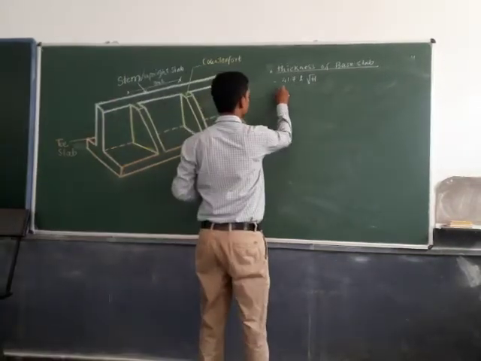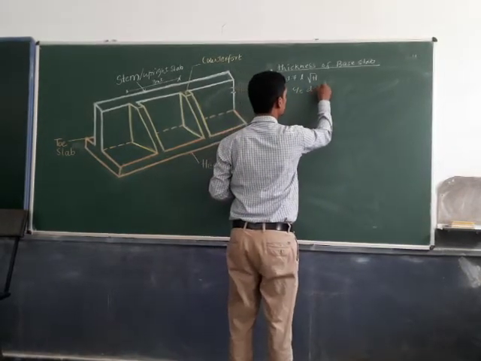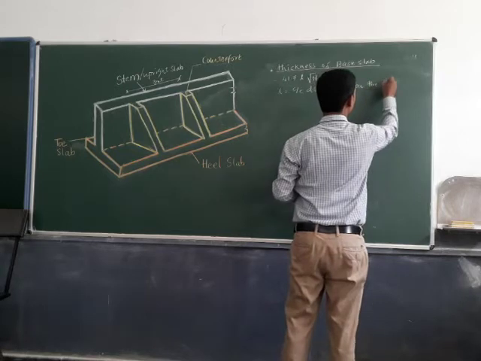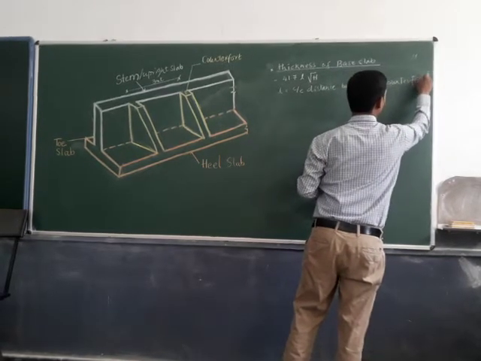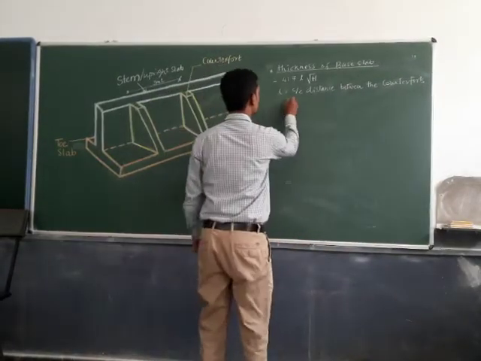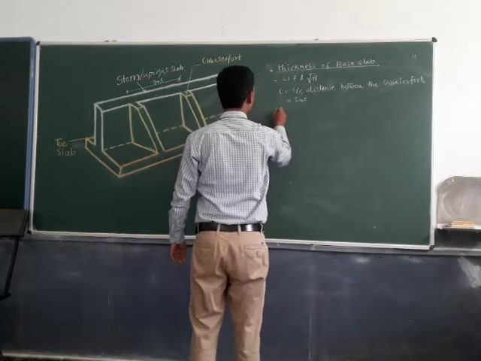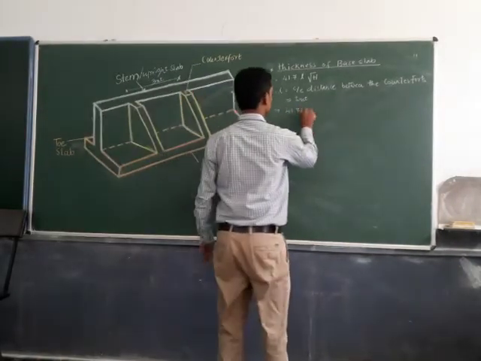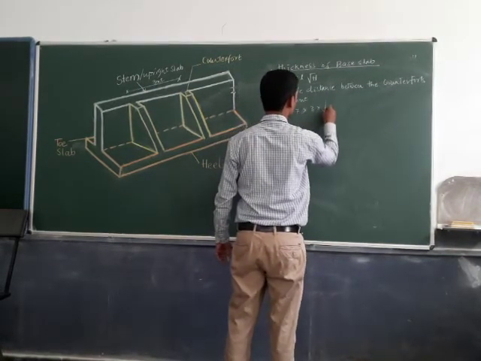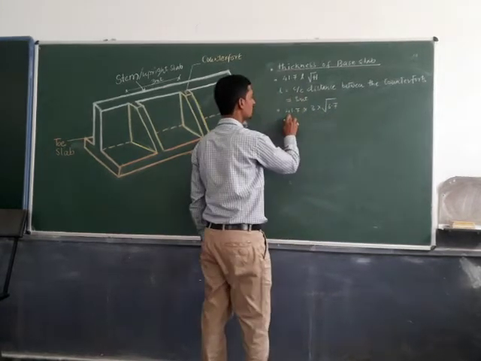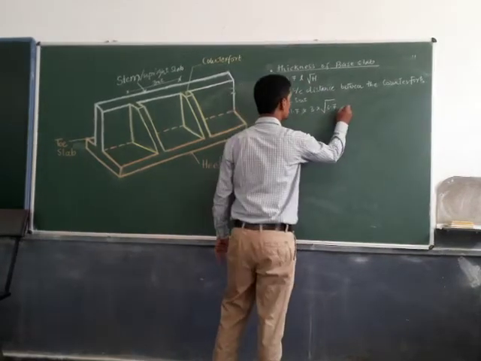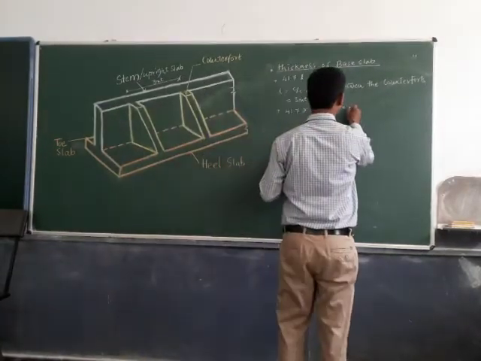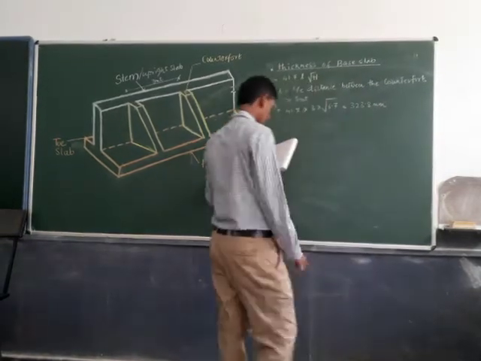So I will write here: L is the center to center distance between the counterforts, which is given as 3 meter. Now I will calculate this. It is 41.7 into L, which is 3 meter, into the square root of H, where H is the total height of the retaining wall, 6.7. So this we get as 323.8 mm.